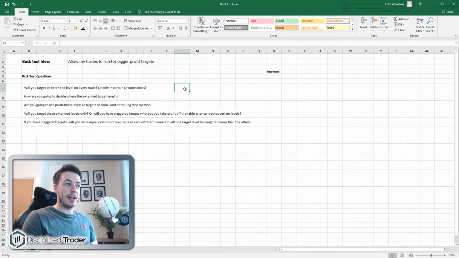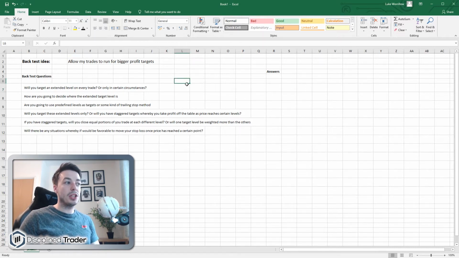If you have staggered targets, will you close equal portions of the trade at each different level, or will one target level be weighted more than others? So for example, in that one we said there, say your first target's at 1.5 to 1 risk to reward, the next one's say at 2, and then the next one's at 3 to 1. You might take 50% off at that first target, and then 25%, and then 25%. Or you could take a third off at your first target, a third off at your second, a third off at your third. There are various ways of doing it, and you just want to know the most optimal way.